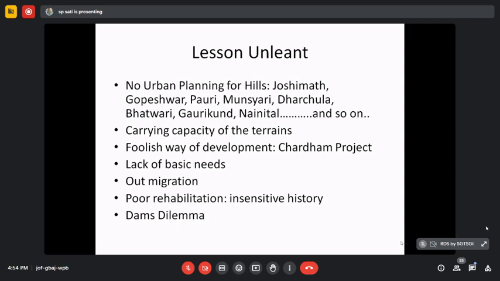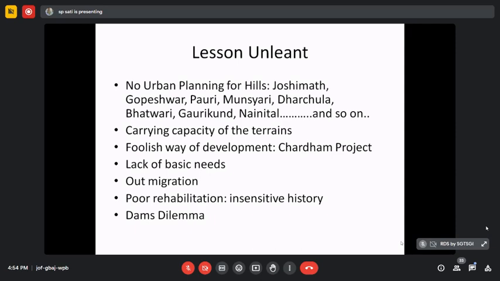So this is nonsense actually. If you are widening the roads, you should have planned for parking. That is not planned at all. Now they are talking about it. Okay, we will find some possibilities of underground parking. I don't know how they will construct and where they will construct. But this is the situation. Lack of basic needs.